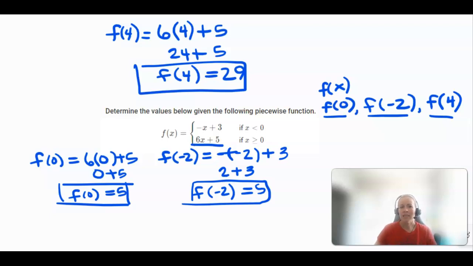So you can see piecewise functions, they look kind of scary at first when you see them, but once you break them down, you can understand them, and just make sure you're understanding what it says, what each part of it means.